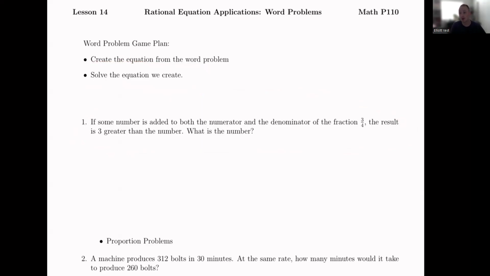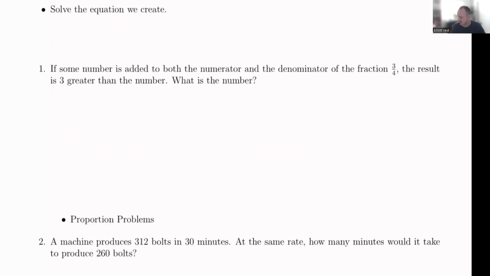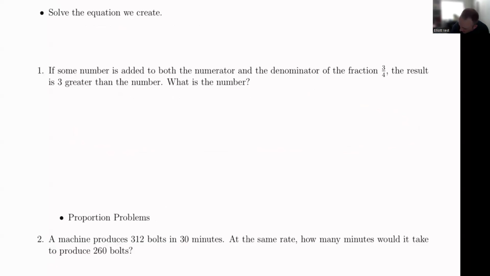And creating the equation is probably the hard part because you have to use logic to kind of interpret what's going on. So this one, I would say, is a little bit of a warm up, right? It's just more just math related, right? If some number is added to both the numerator and the denominator of the fraction 3/4, the result is 3 greater than that number. So I see some number, so I don't know what that number is. What is the number? Okay, it's looking for what that number is, right?